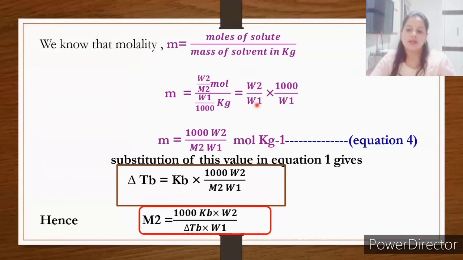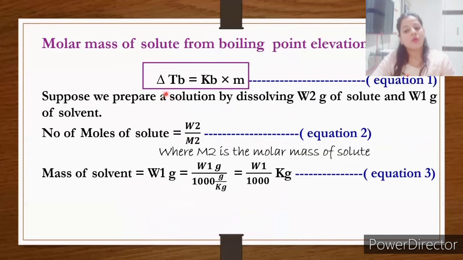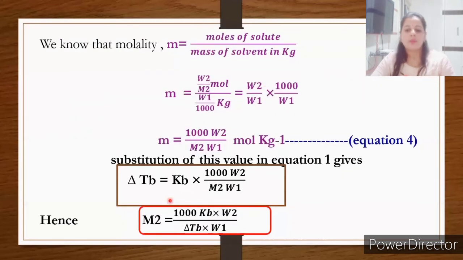Sorry, here also I have made a mistake. It should be M2, W2 upon M2. By mistake I have written it as W1. So W2 upon M2 into 1000 upon W1. So molality is 1000 into W2 upon M2 into W1 moles per kg.